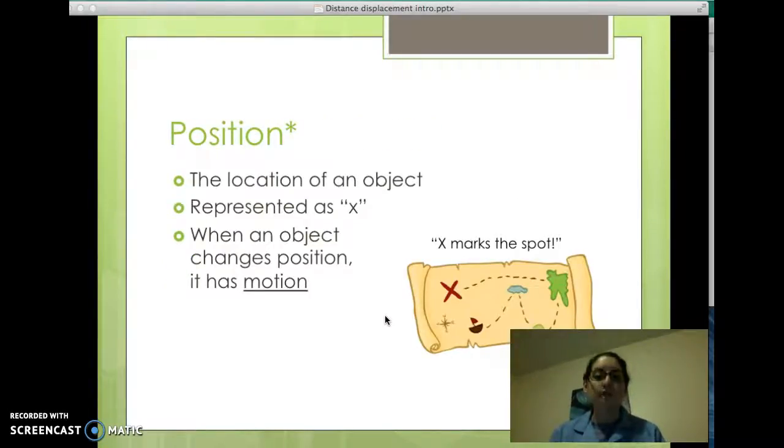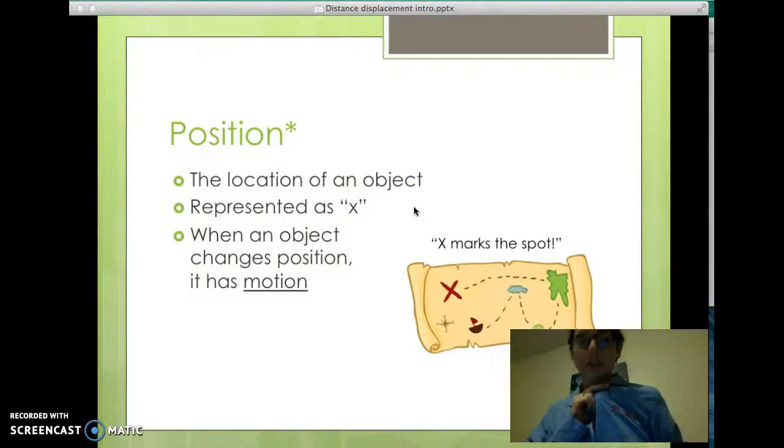Alright, so position. Position is quite simply the location of an object. So currently my position is on my bed in my room, giving you this video in my science gear. I hope you like the glasses and the lab coat. I don't know if you can tell, but it does actually say Miss Gately on it.